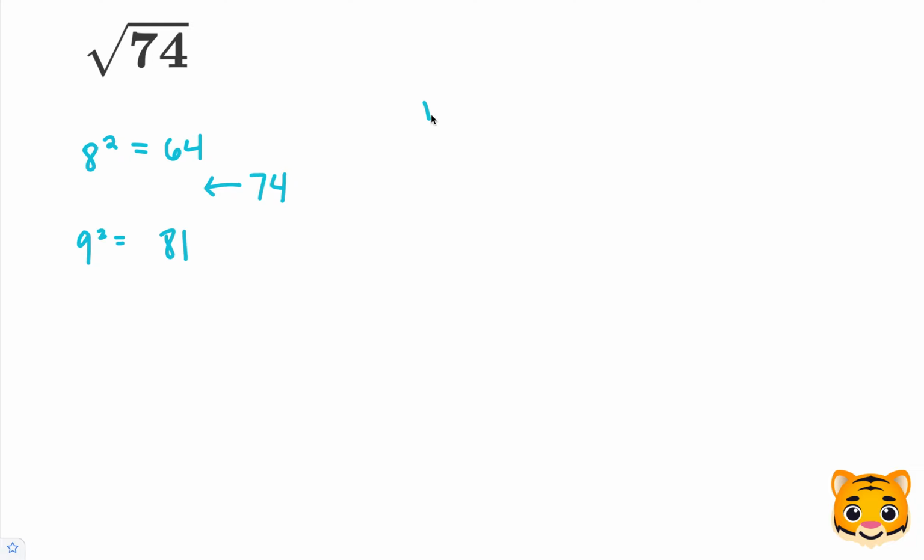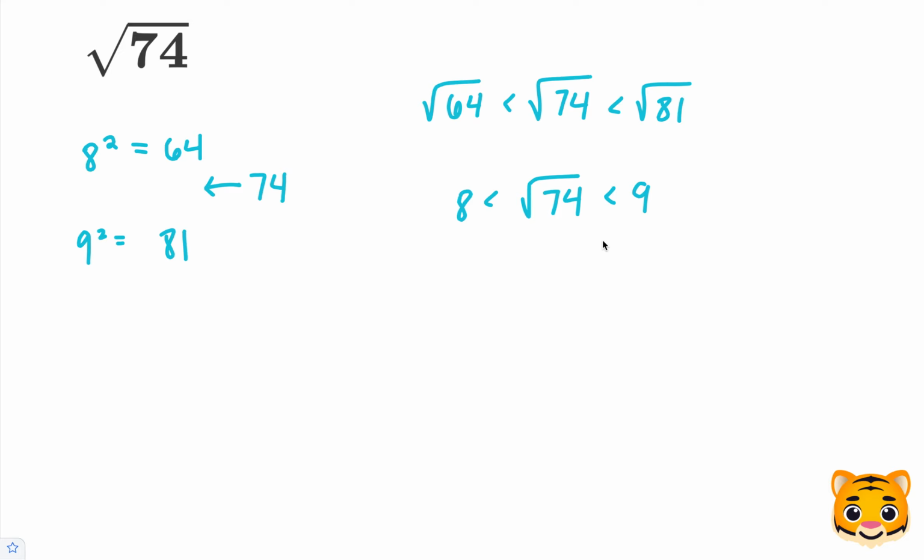Because of this, we can say the square root of 64 is less than the square root of 74, which is less than the square root of 81. We can do this because 64 is less than 74, which is less than 81. Now we can rewrite the square root of 64 as 8, and we can rewrite the square root of 81 as 9. Now our inequality becomes 8 is less than the square root of 74, which is less than 9. This means that the square root of 74 is between 8 and 9.